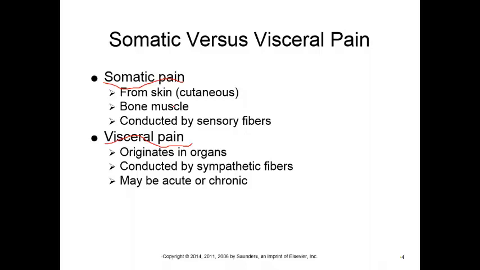And those are conducted by different fibers. Somatic pain is typically carried by sensory fibers, which are just simple sensory fibers. And then we have sympathetic fibers. If you go back to sympathetic, you know that's one branch of the autonomic nervous system. Sensory fibers take information in from our skin and from our bone and muscle. And sympathetic fibers are part of the autonomic nervous system, and they take information to the brain also.